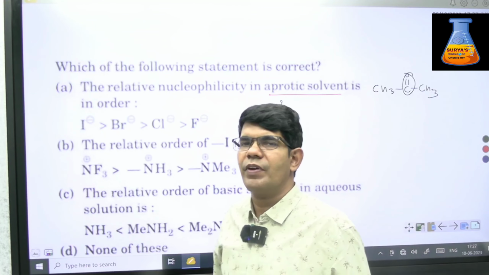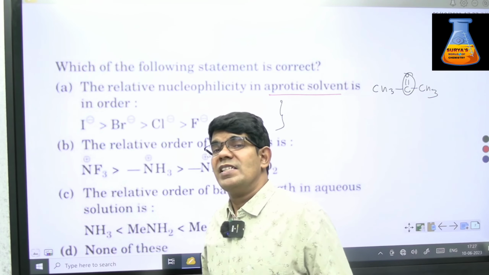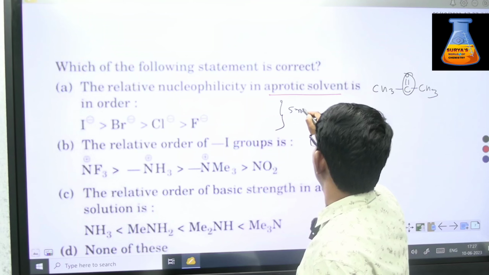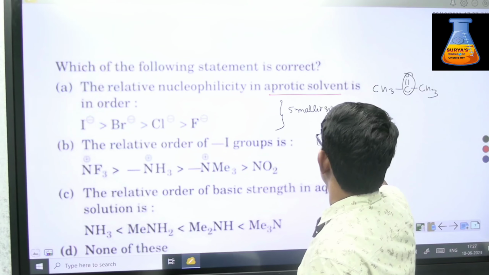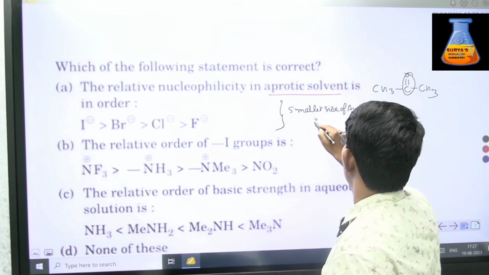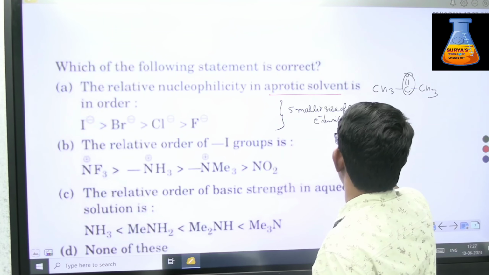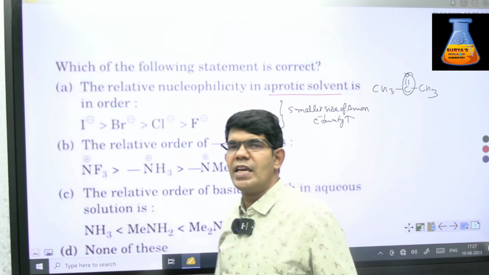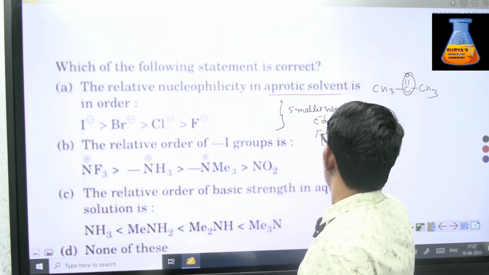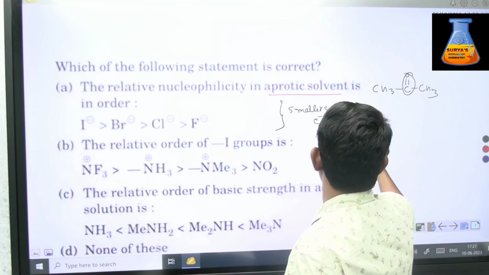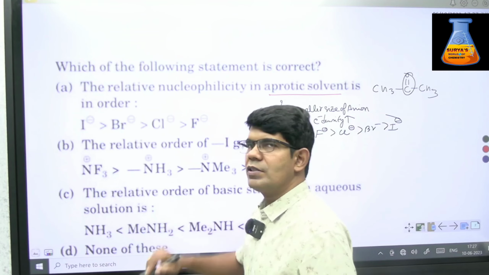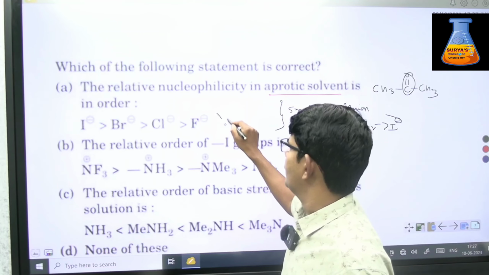When there is no solvation effect, it depends upon the size. Smaller size of anion will have greater electron density. When the electron density is high, the ability to donate will be more. So what will be the exact order? Fluoride, chloride, bromide followed by iodide. So the order will be F minus greater than Cl minus greater than Br minus greater than I minus. So the first one, the order, is incorrect.